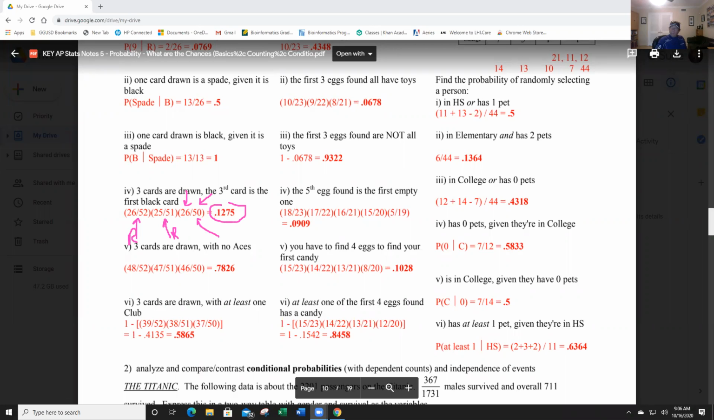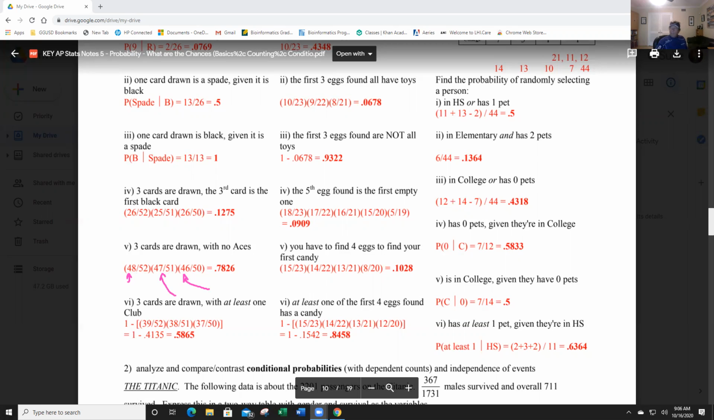Okay. The next one, 3 cards are drawn with no aces. There are 4 aces, so there are 48 non-aces. Pretty good chance on draw number 1 of not getting an ace. Draw number 2 is a little less likely, not much. Draw number 3 is a little less likely, not much. Multiply them all together, and it's almost 80%, which makes sense. If you're going to draw 3 cards, you don't get any aces very often.